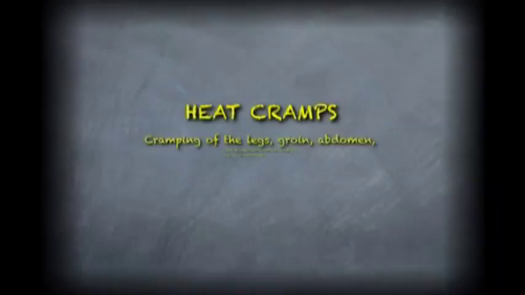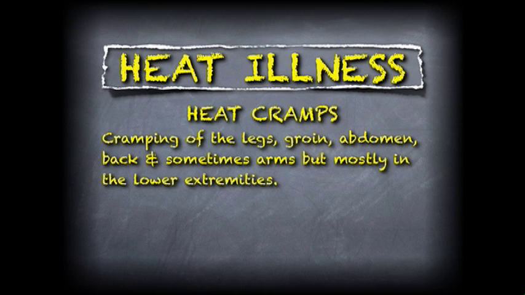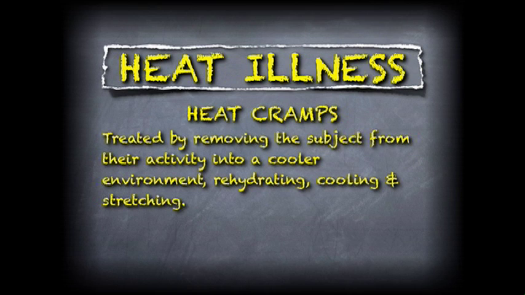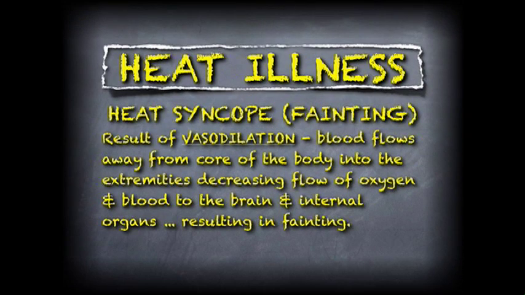They start at the disorder known as heat cramps. Heat cramps can be cramping of the legs, groin, abdomen, back, sometimes arms, but mostly in the lower extremities. Heat cramps can be treated by removing the person from their activity into a cooler environment, rehydrating, cooling, and stretching techniques.